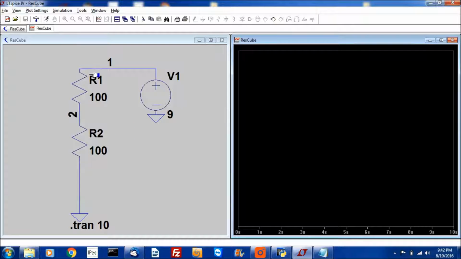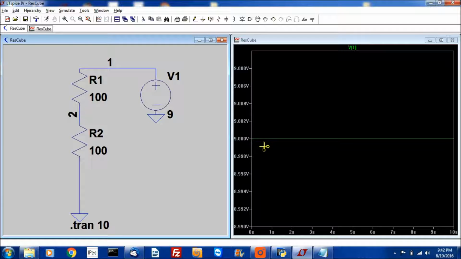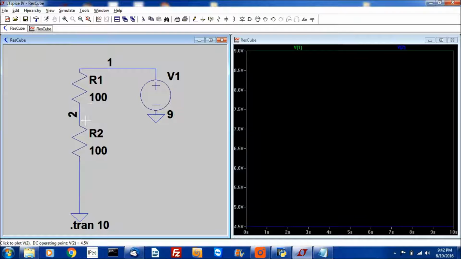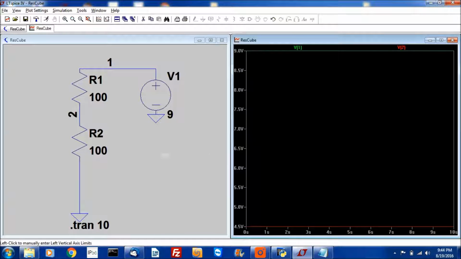So if we measure the voltage here again, running the simulation again, at 1 it should be 9 volts, that is expected, and at 2 it should be half of 9 volts because R1 and R2 are equal. And with the formula R2 divided by R1 plus R2, we get the voltage at V2 as 4.5 volts. So that's 4.5 volts at the bottom.